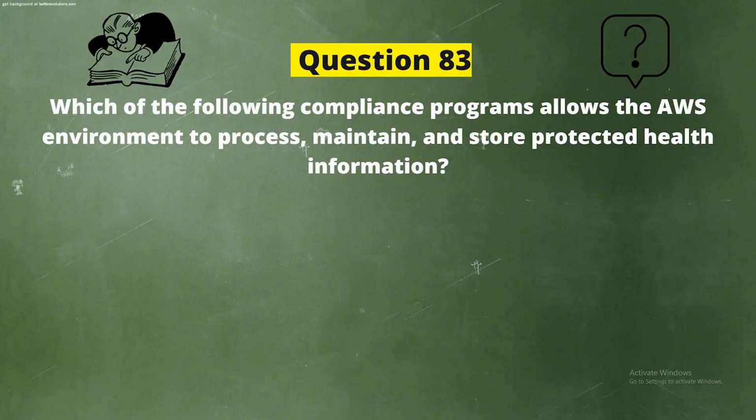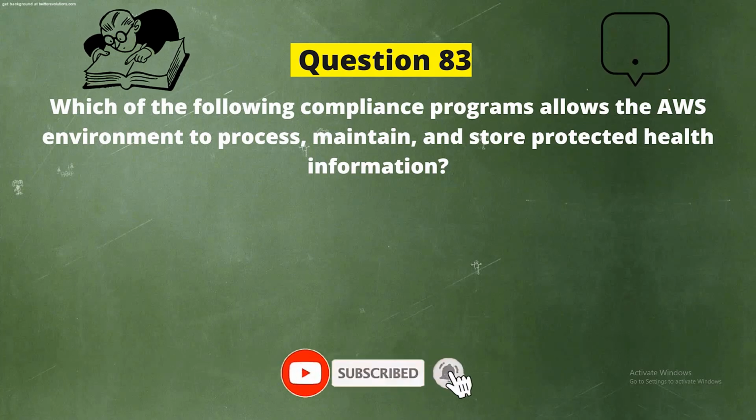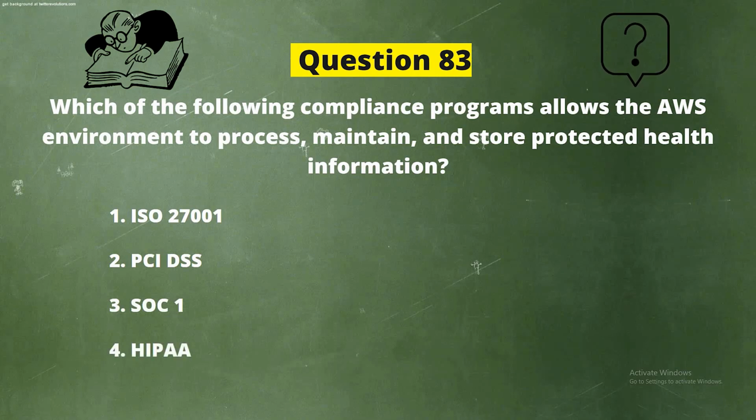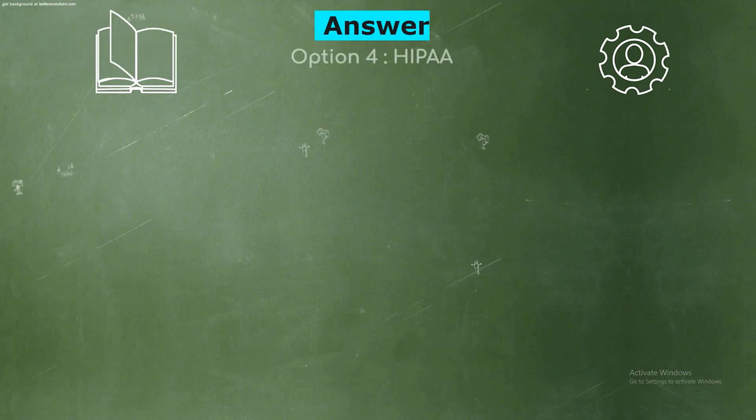Next question. Which of the following compliance programs allows the AWS environment to process, maintain, and store protected health information? And the options are: Option 1, ISO 27001. Option 2, PCI DSS. Option 3, SOC 1. Option 4, HIPAA. And the correct answer is Option 4.